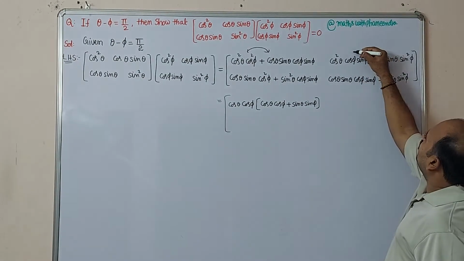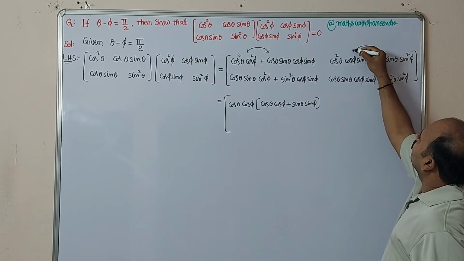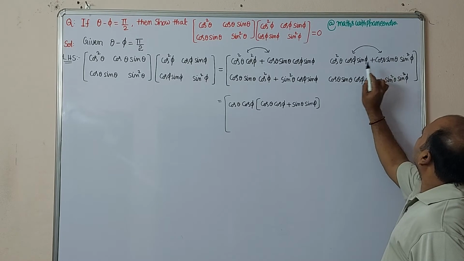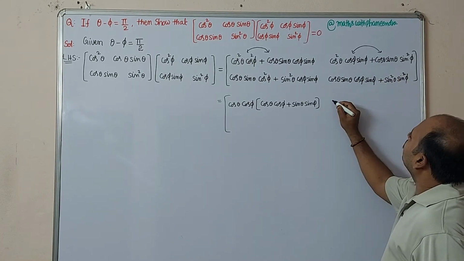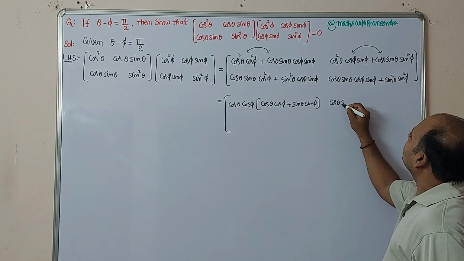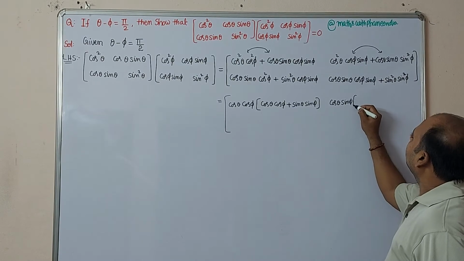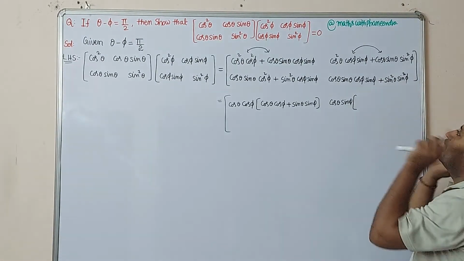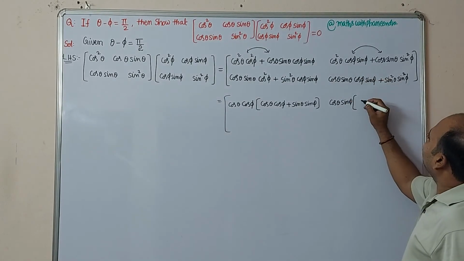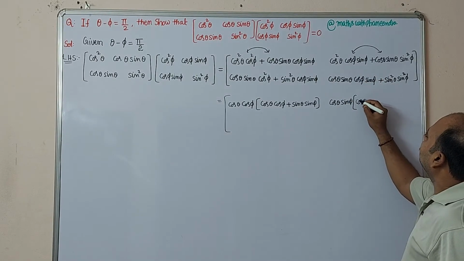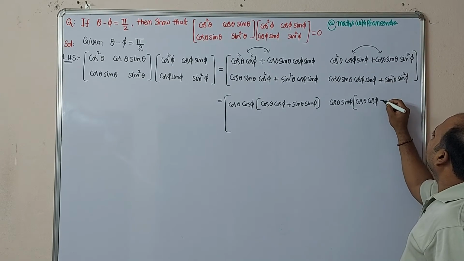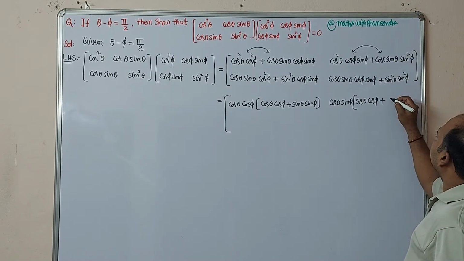Next, from these two also cos theta is common. Next, sin phi common. So cos theta into sin phi take common. The rest of the terms, whatever bracket value is there, that only will come. So here observe carefully, cos theta into cos phi plus sin theta sin phi.